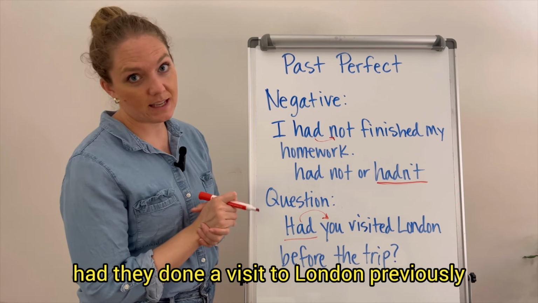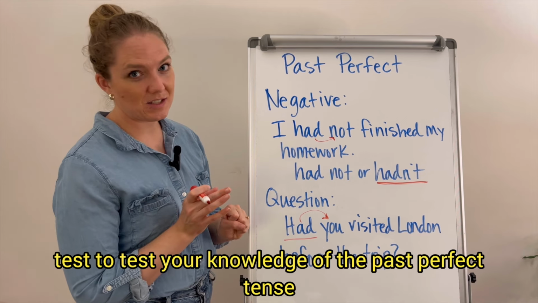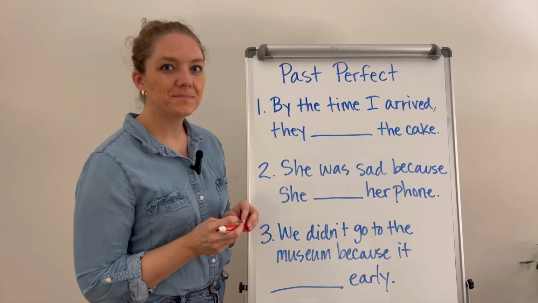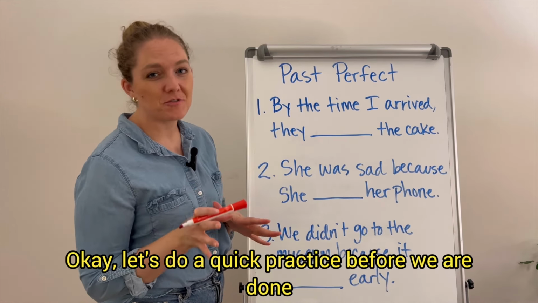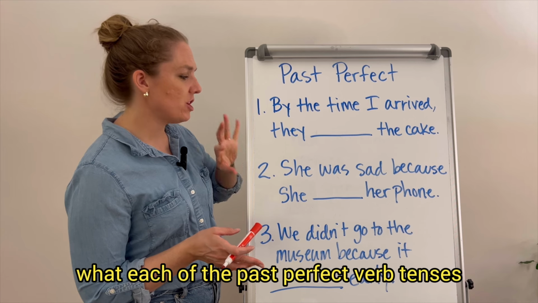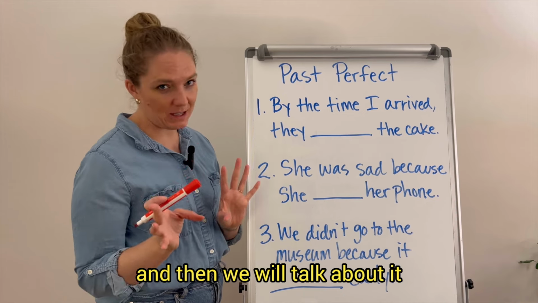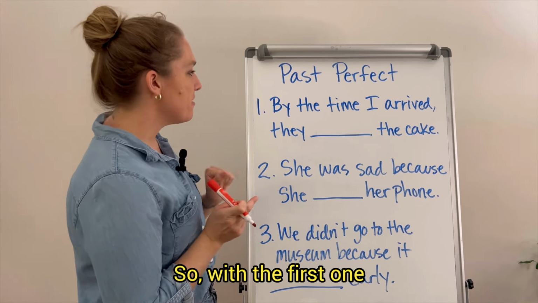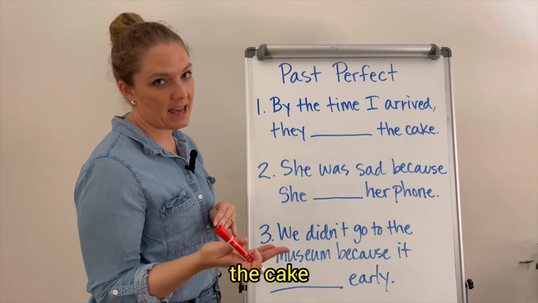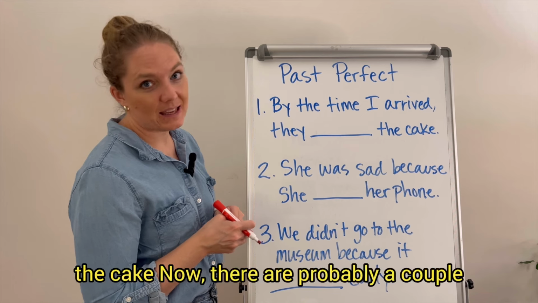Okay, finally, let's do just a quick practice test to test your knowledge of the past perfect tense. Okay, let's do a quick practice before we are done. So you can pause the video and see if you can figure out what each of the past perfect verb tenses should be in the blanks. And then we will talk about it. So with the first one, by the time I arrived, they blank the cake.